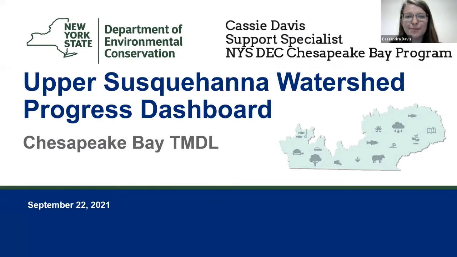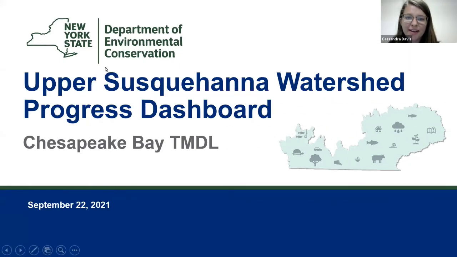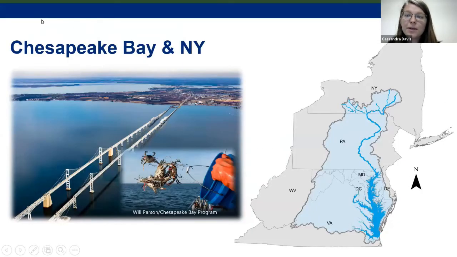It's for the Chesapeake Bay TMDL, and it's an ArcGIS Online dashboard that I've been working on. So just a little bit of background about why we have the dashboard. It's for the Chesapeake Bay Watershed. New York is the upper portion of the watershed. It's the headwaters. And so any pollution that occurs in New York goes all the way down the Susquehanna and can impact the Chesapeake Bay watershed.